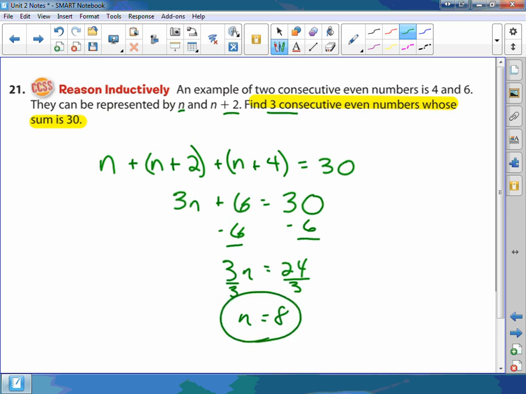So that means that our 3 consecutive numbers, if n is 8, would start us at 8. 2 more than that puts us at 10. 4 more than the original 8 puts us at 12. Okay, so the 3 values that we wanted there were 8, 10, and 12.